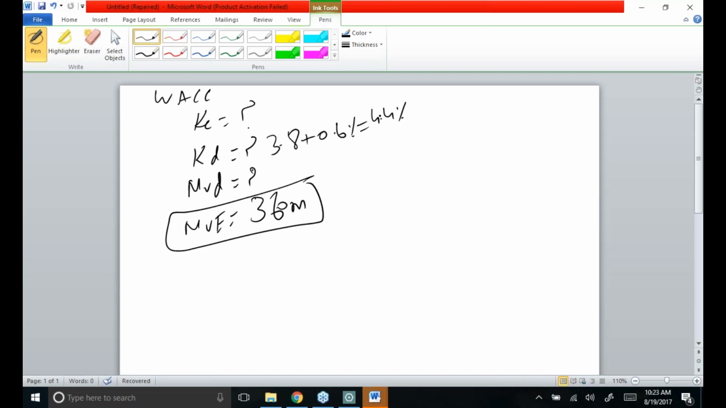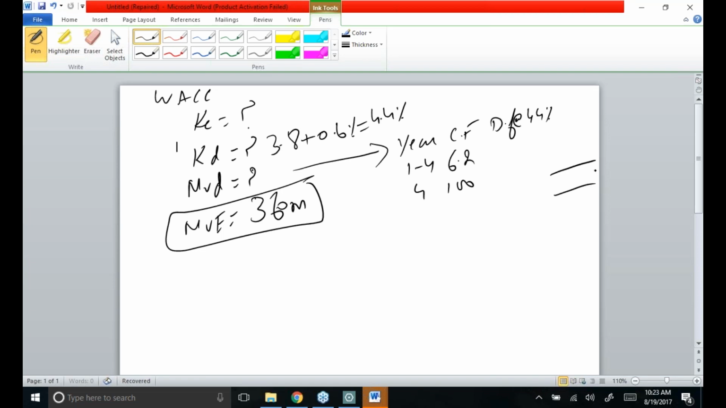And if the YTM changes, that means you need to calculate the market value of debt again. So in order to calculate the market value of debt, the years are 1 to 4, the cash flows are 6.2 and 100, and if we discount at 4.4%, its present value will be different.